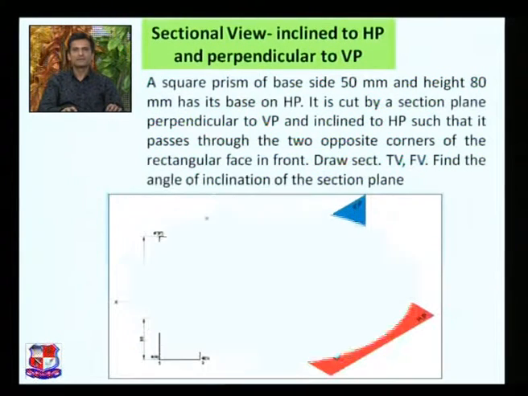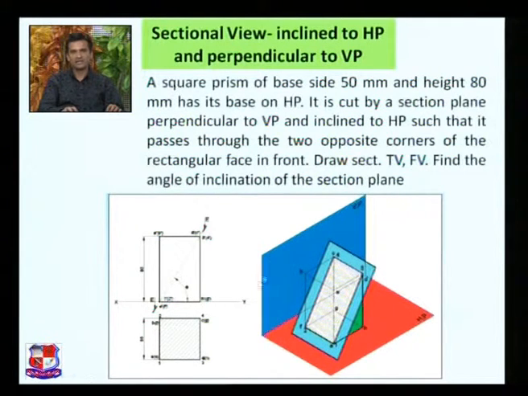So the given case is like this. You can see here a square prism is drawn. So the top view would be a square, and the front view would be a rectangle according to its height. Then it is given that a cutting plane passes through the two opposite corners. Here one corner is here, another corner is here. So the case would be like this. This is the front view, this is the top view, and this is the isometric view or 3D view of the given solid, and this is the true shape, which is rectangle in shape.